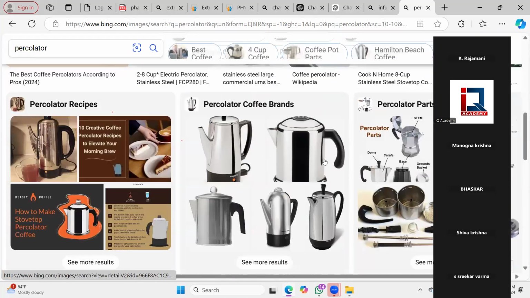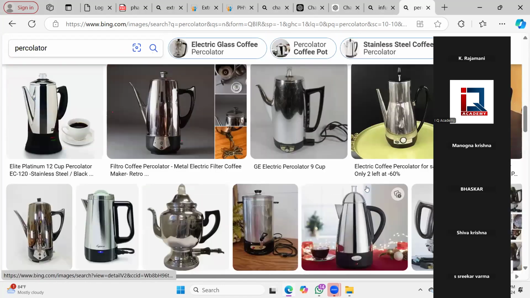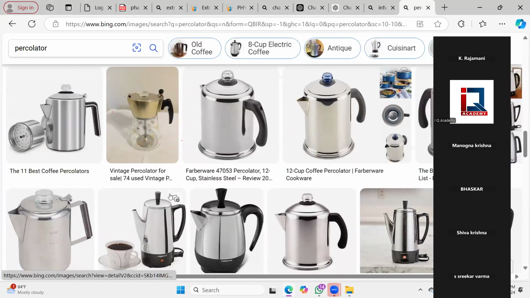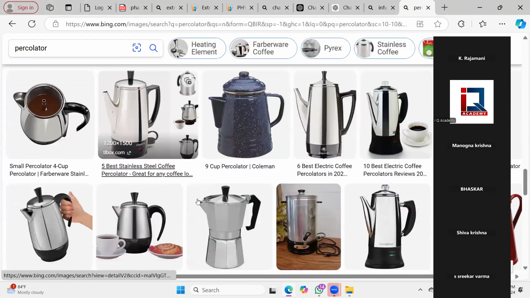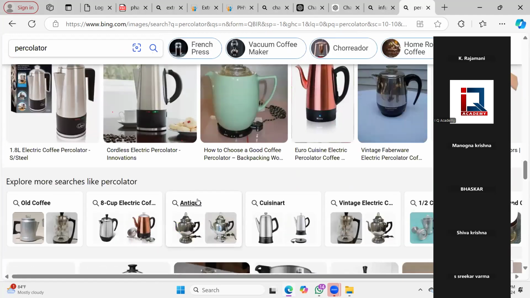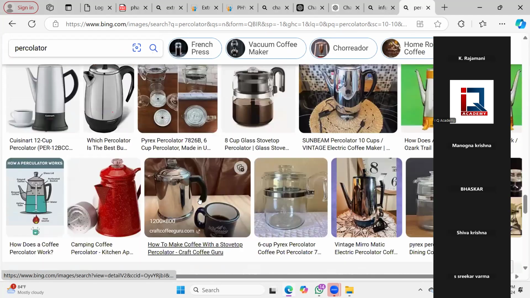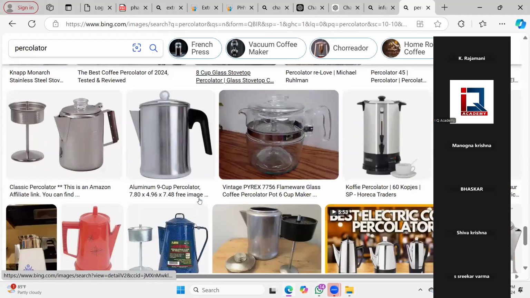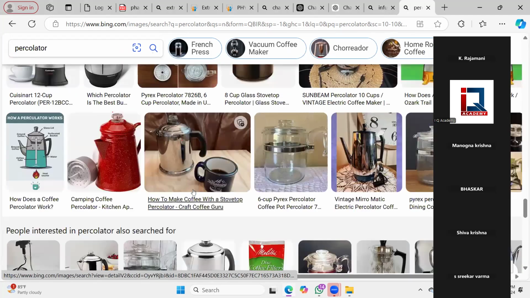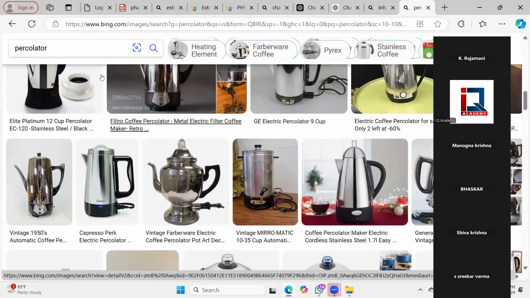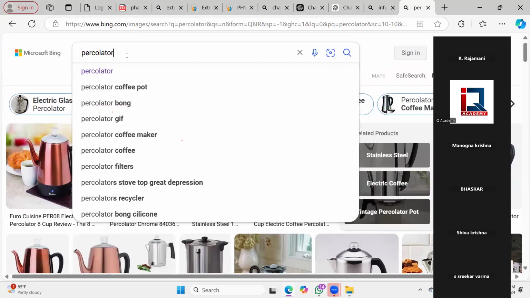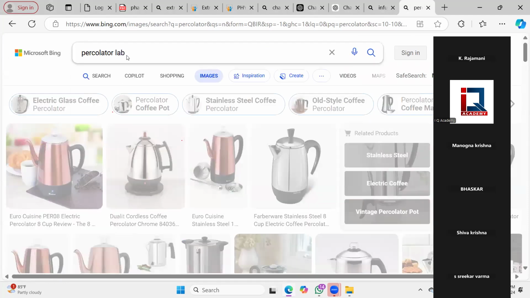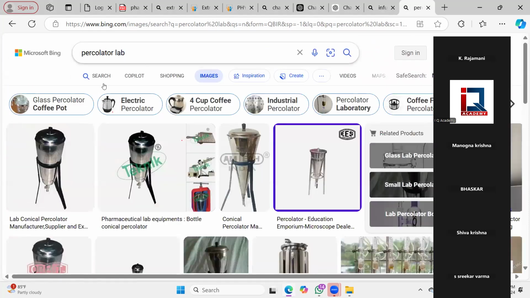So you can see these are the percolators. After maceration, we have the percolation procedure. These are all electric and modern percolators. The old percolator, if I show the image, is conical in shape with the bottom. Can you see on the screen? Yes, sir. So percolators look like this.